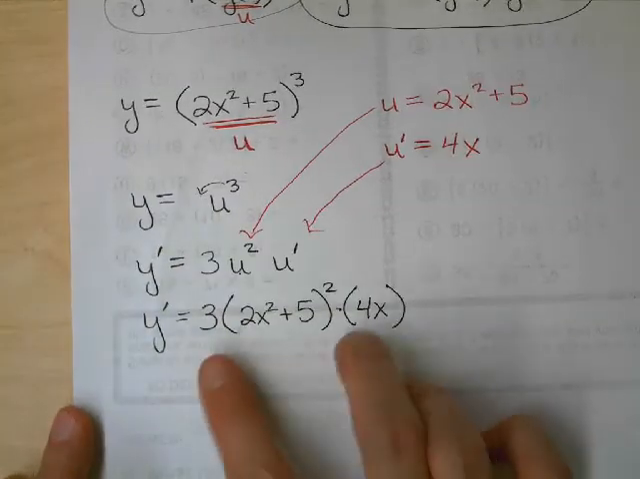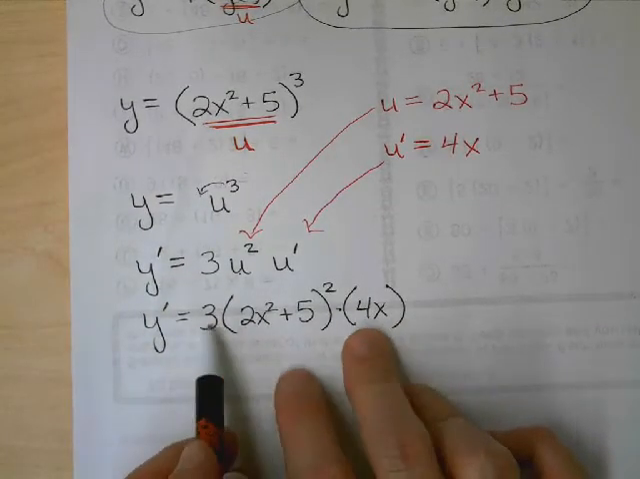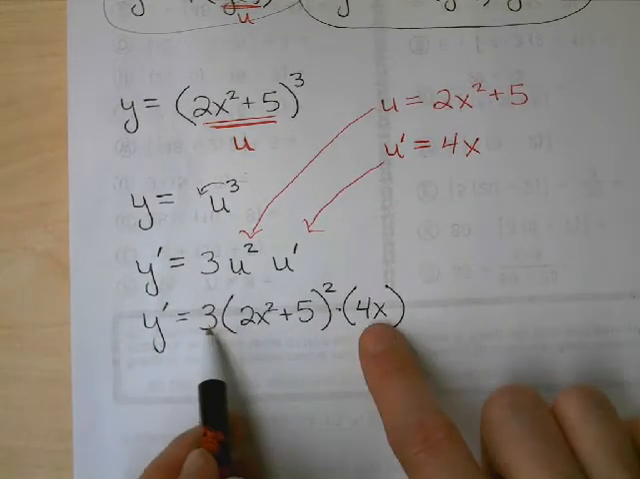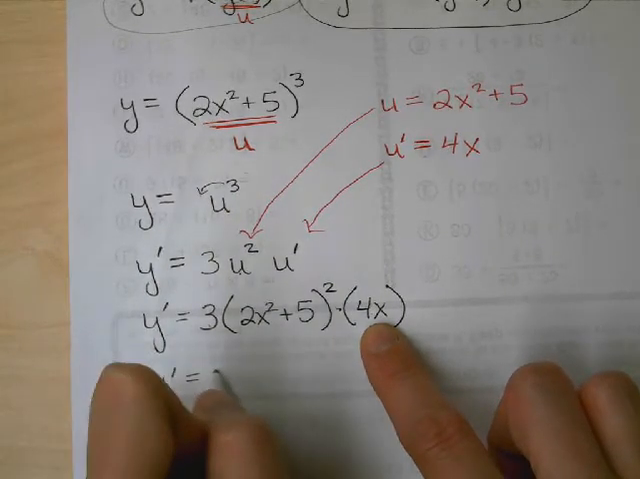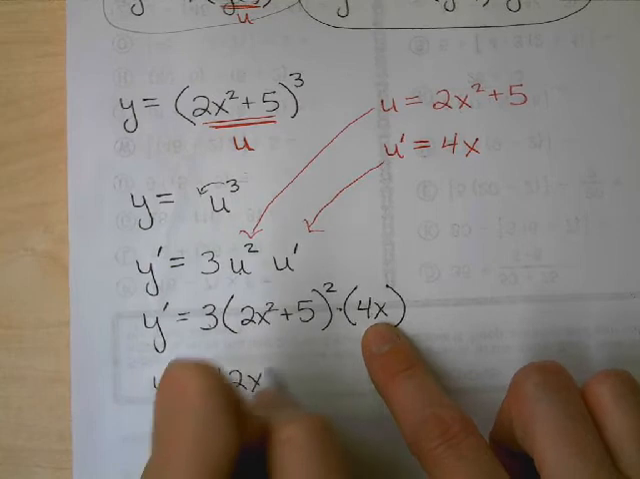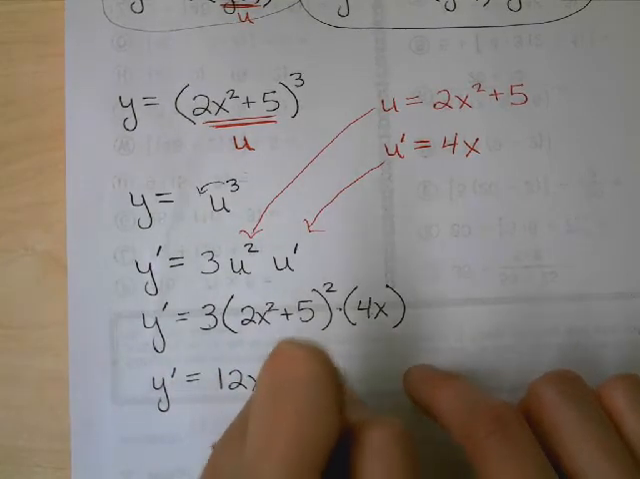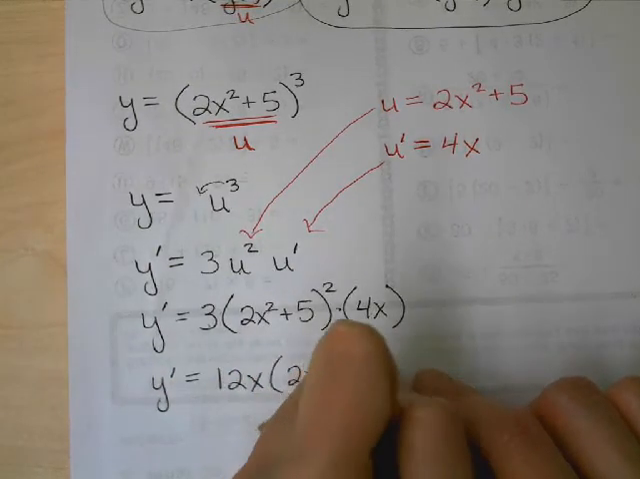So you could clean this up a little bit. You could put the 3 and the 4x together. So the final answer would be 12x times 2x squared plus 5, squared. That'd be the answer.